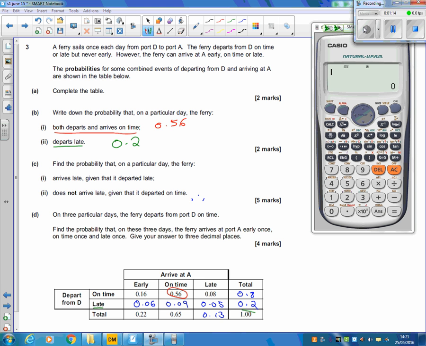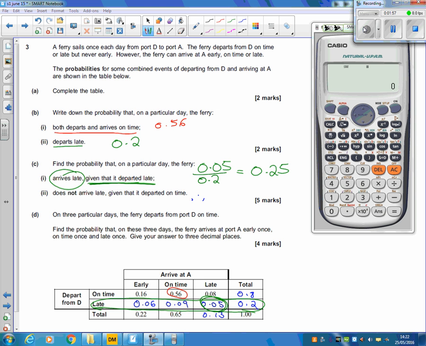Now it starts getting a bit more interesting. Now we're being asked that it's given that it's departed late. We've been given that it's departed late. So we know that we're in this row here. This row here is out of 0.2. So it's something out of 0.2. Given that it's departed late, it arrives late as well. Well, arriving late was that one there, 0.05. So we've got 0.05 over 0.2, which of course is just a quarter, or 0.25.